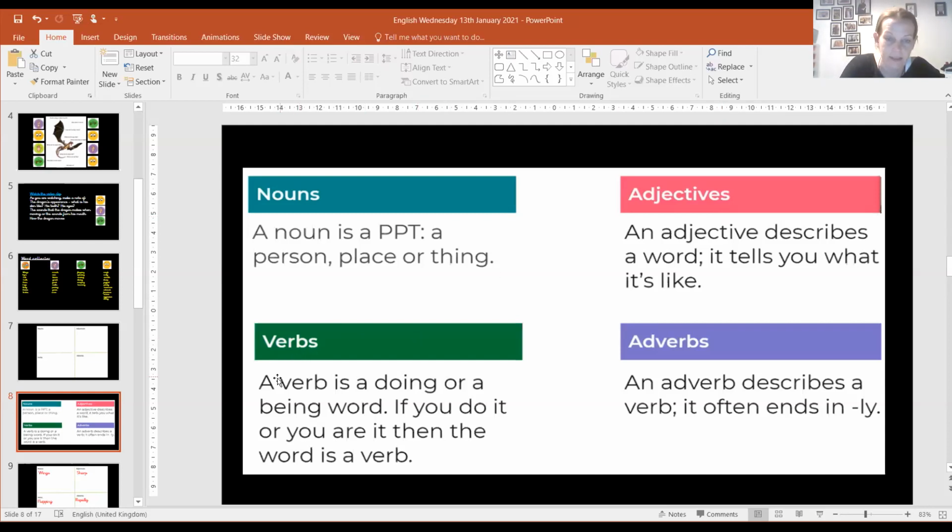And down here we've got our verbs. A verb is a doing or a being word. So if you do it or you are it, then the word is a verb. So the dragon flew, flew is the action, so therefore it is the verb. And adverbs go alongside verbs. You can see verb is in the word adverb, so it often describes the verbs. They're really good at describing the verb. So the dragon flew slowly, slowly being the adverb. Now they're easy to spot because not always, but often they do end in ly.